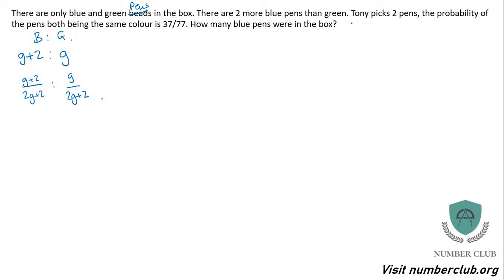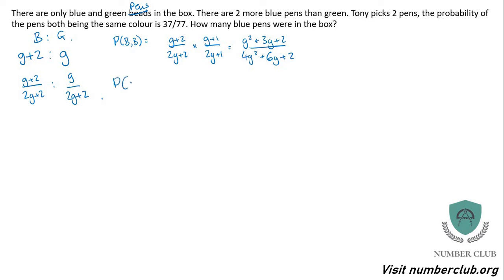Now in this case, we're looking for the probability of the pens both being the same colour. So the probability of the pens both being blue looks like this. We would get G plus 2 out of 2G plus 2, and then we would multiply. Remember, we subtract 1 from the numerator and subtract 1 from the denominator, and you're going to end up with G squared plus 3G plus 2 over this denominator, which is going to be 2G lots of 2G, which is 4G squared, plus 2G times 2 plus 2G times 1, which would be 6G plus 2. Okay, so that would be the probability of getting blue and then blue.